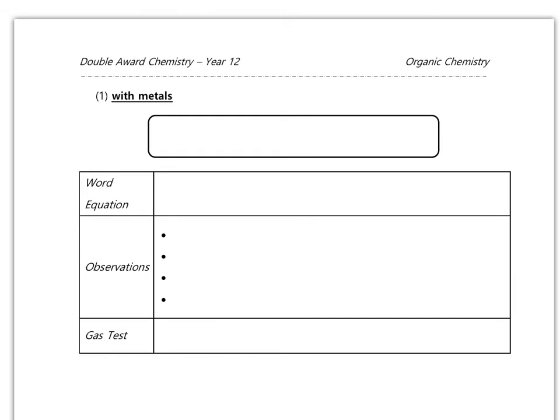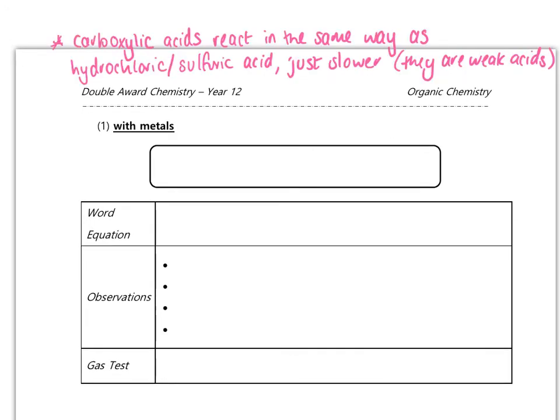And as we said previously, these will react in the same way as normal acids, but just a little bit slower, because they are weak acids as opposed to hydrochloric acid, sulfuric acid, and nitric acid, which are strong acids. So they will show the same general equation, the same general observations. They'll just react a little bit slower. So let's first of all look at what happens when carboxylic acids react with metals.